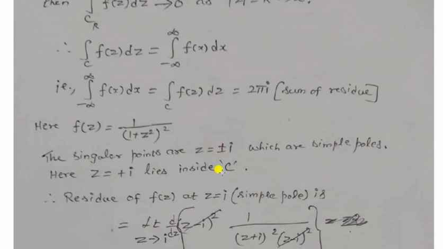Square root of minus 1 is i. You will get plus or minus square root of minus 1, which is plus or minus i. But whole square is there. It is repeated 2 times. So it is a double pole, not a simple pole. So you have to change this. This is not a simple pole.